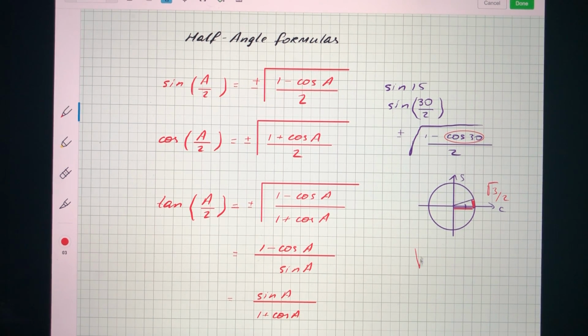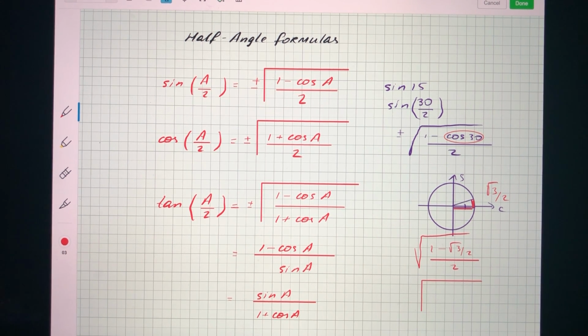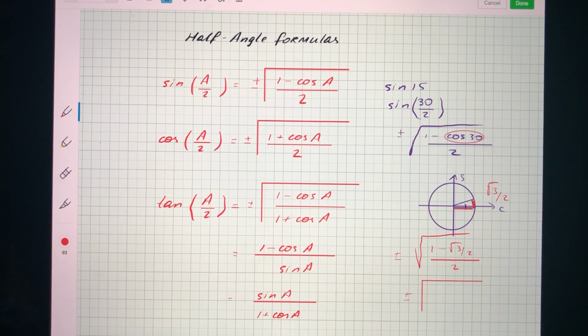So now we have the square root of 1 minus square root of 3 over 2, the whole quantity divided by 2. We could simplify it and divide each separately. We can divide 1 by 2, that makes 1/2, and if we divide square root of 3 over 2 by 2, that makes square root of 3 over 4. So we can write it like this.